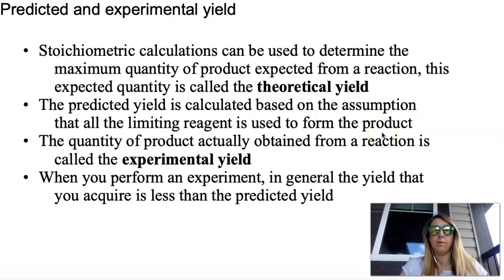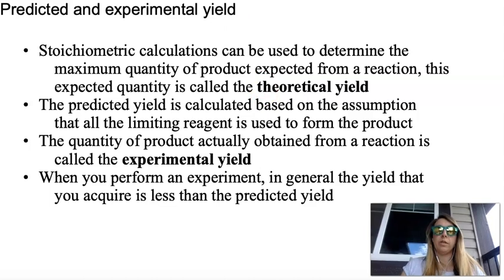All right, next topic in stoichiometry is percent yield. Percent yield is a calculation that we do when we do experiments to basically determine how much product we actually made versus how much we thought we were going to make. When we talk about percent yield, we generally talk about theoretical yield and experimental yield.